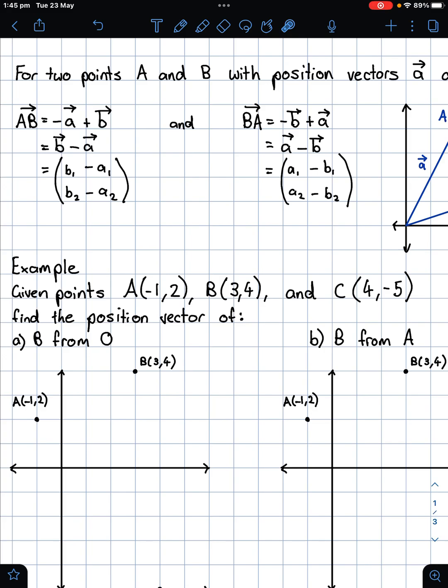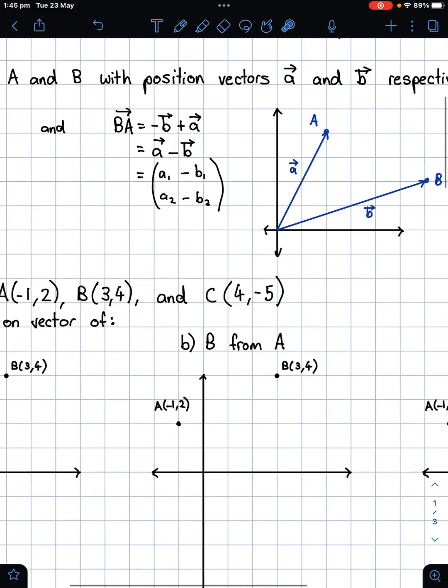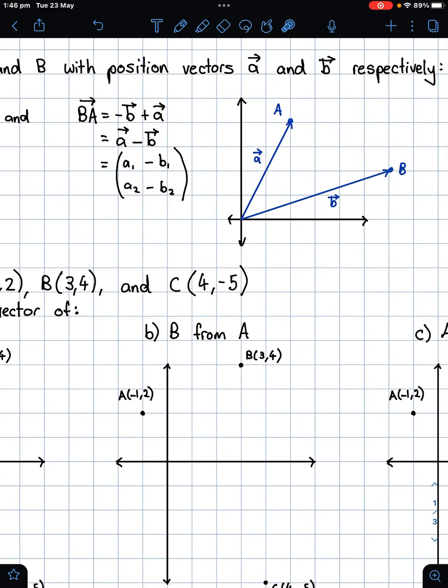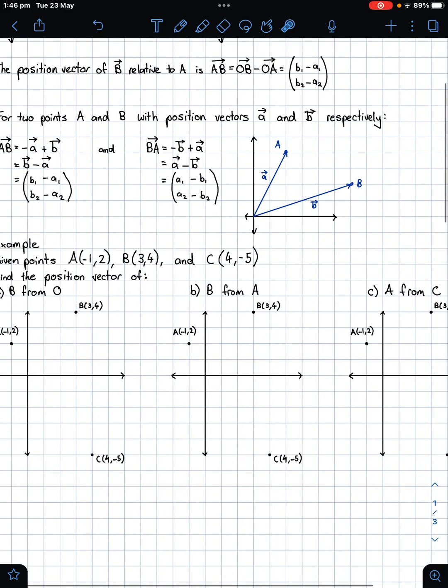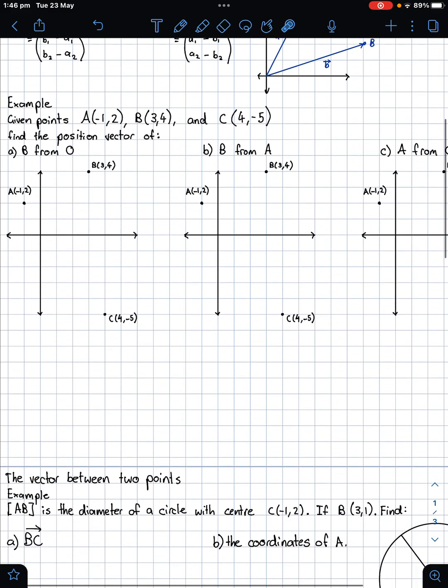So for 2 points A and B with position vectors A and B respectively, so if we're going from A to B, you think here, if we want to go from A to B, and let me zoom out so you can see the function at the same time. So we're going to go from A to B here. We're going to go, well, negative A plus B gets me there. So negative A plus B is B take A. Or if I'm going the other way, B to A, I've got negative B, A. All right, let's look at the examples here.